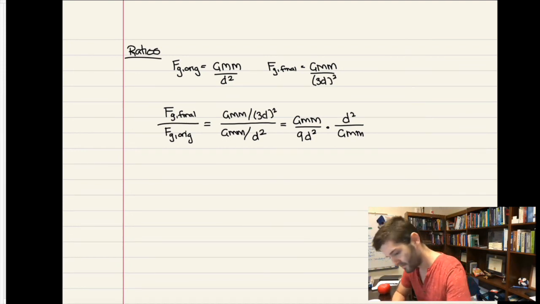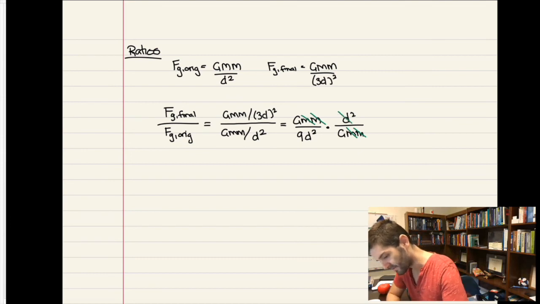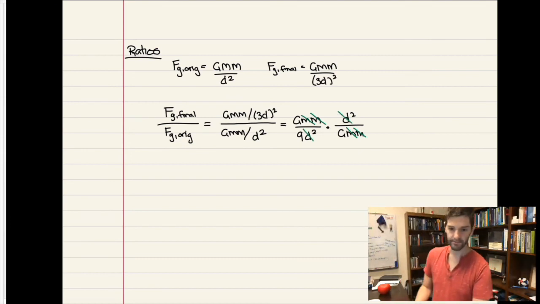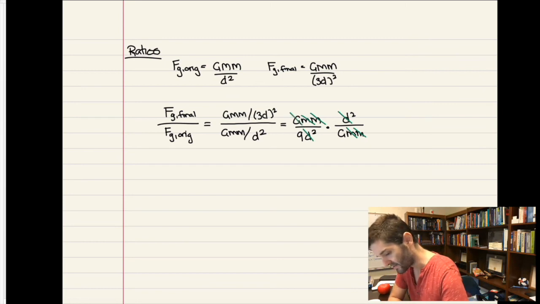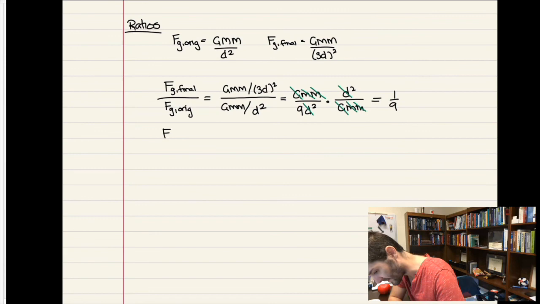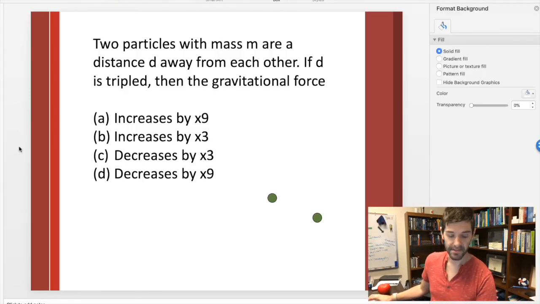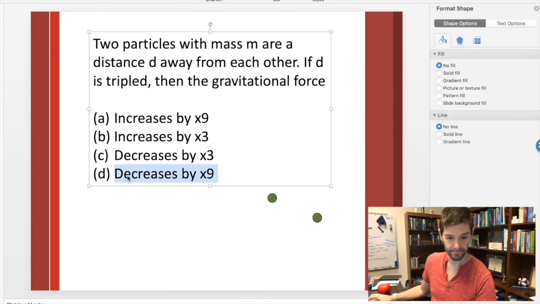And look what happens. m's on the top, m's on the bottom, gone. d squared's on the top, d squared's on the bottom, gone. And G on the top, G on the bottom, gone. The answer is just 1/9. So if I follow the equalities, this says that the final gravitational force equals 1/9 the original gravitational force. So in this case, I would say it decreases by a factor of 9.